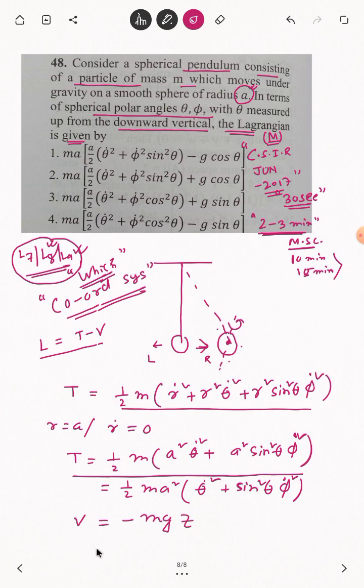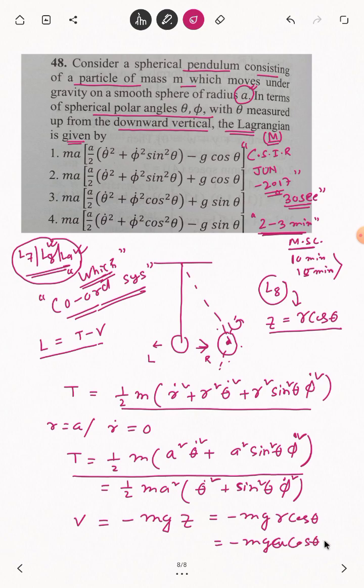But we have discussed in lecture 8, just revisit that, that z in the spherical polar coordinate system, the relation between z and the Cartesian coordinate system xyz is z equal to r cos theta. Just revisit lecture 8. Then mgz becomes mg r cos theta, but r is given to be a, so minus mga cos theta.